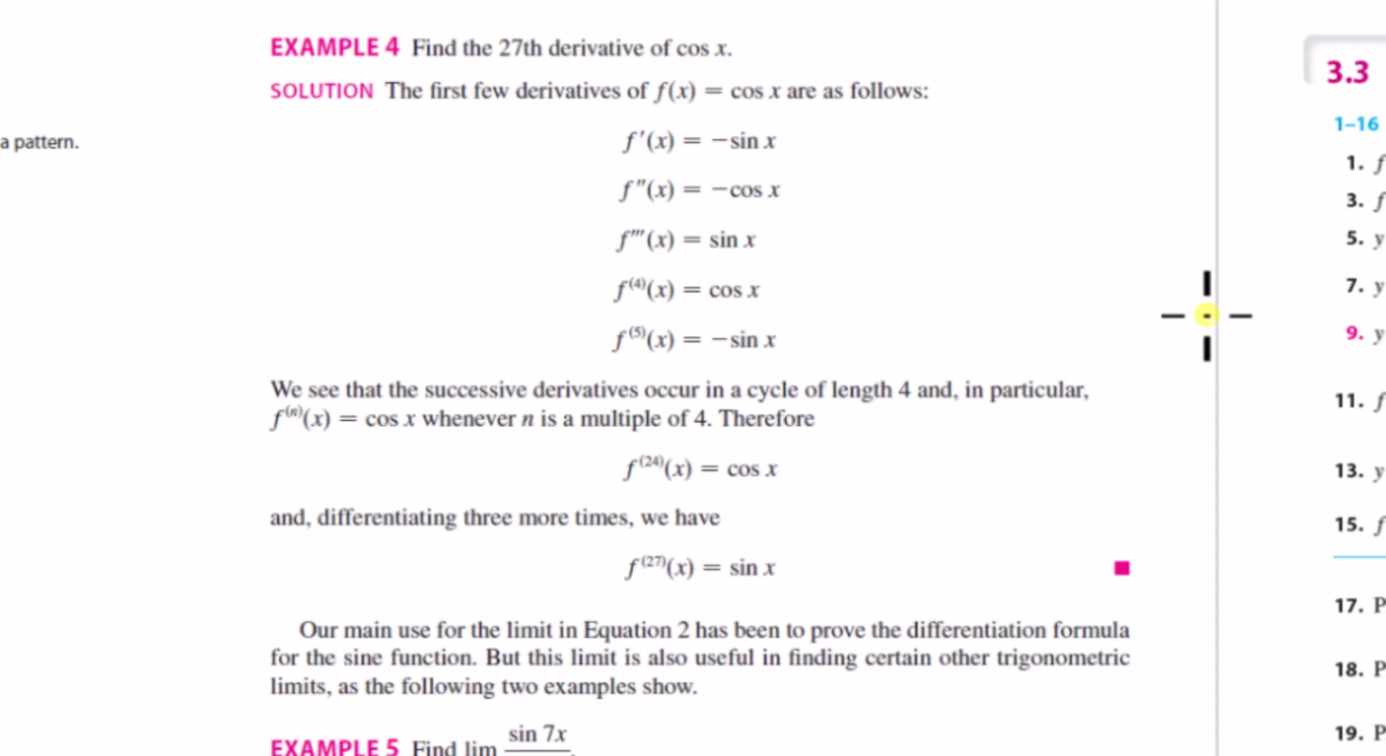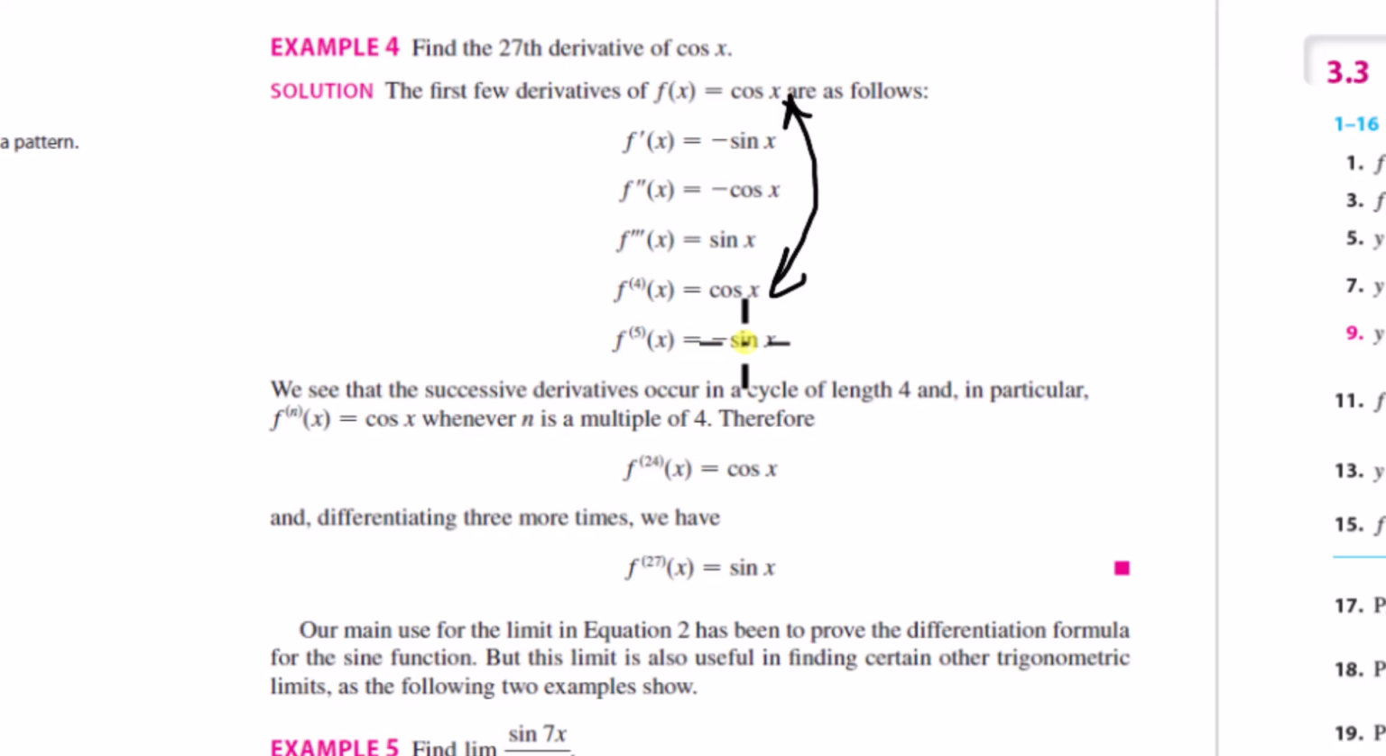So to figure out the 27th derivative of cosine of x, f of x is equal to cosine of x, f prime of x is minus sine of x, f double prime of x is, the derivative of sine of x is cosine of x, so f double prime is minus cosine of x. f triple prime is, the derivative of cosine of x is minus sine of x, so minus times minus, f triple prime is sine of x. The fourth derivative is cosine of x, and so now we're back where we started. Now we're back to cosine of x. So the fifth derivative, we start the pattern all over again.